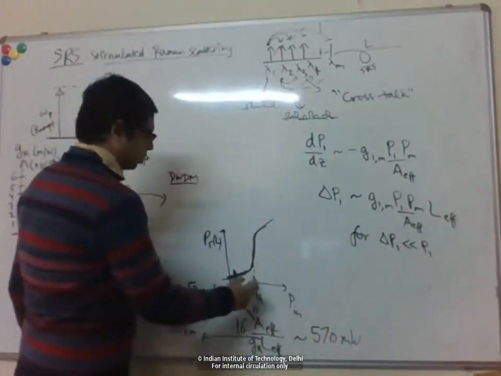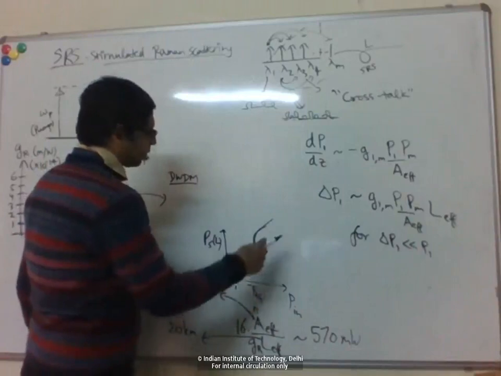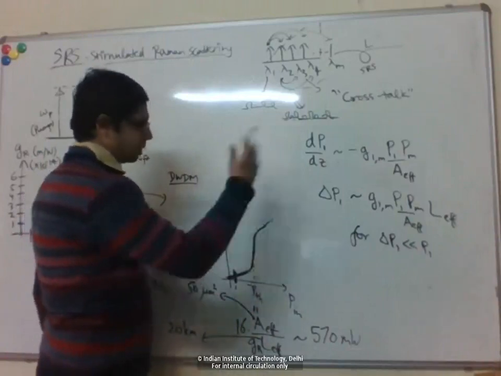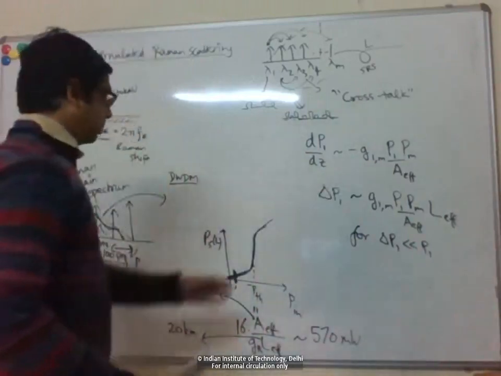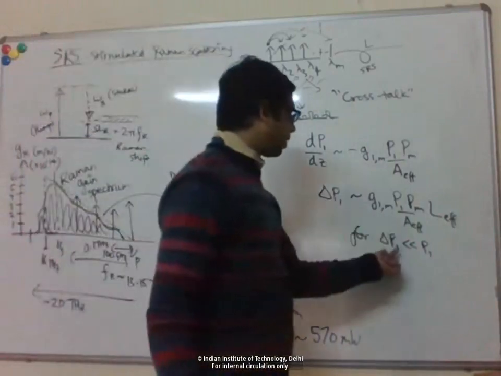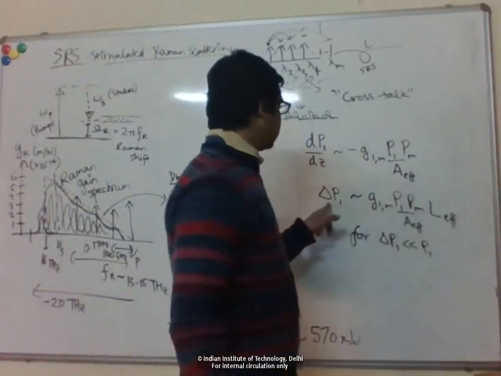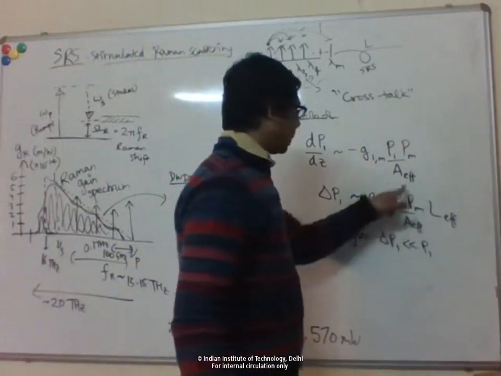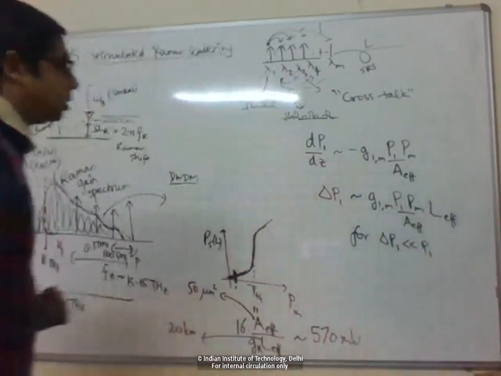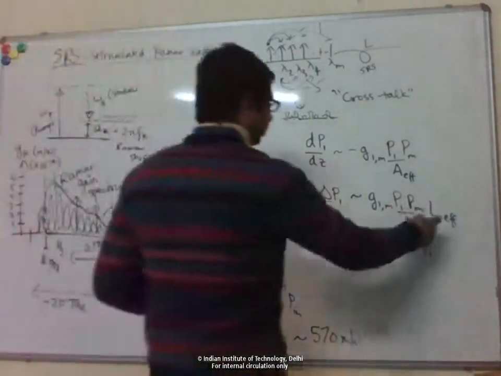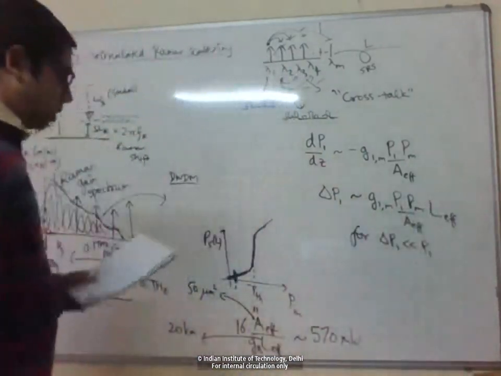So if we are much below threshold, and we said at the threshold roughly 50% of your power is transferred to the Stokes, we are much below that, so we are at a few percent power transfer. In that case, we can roughly estimate the loss in power like that. Again, it's proportional to L effective by A effective here.